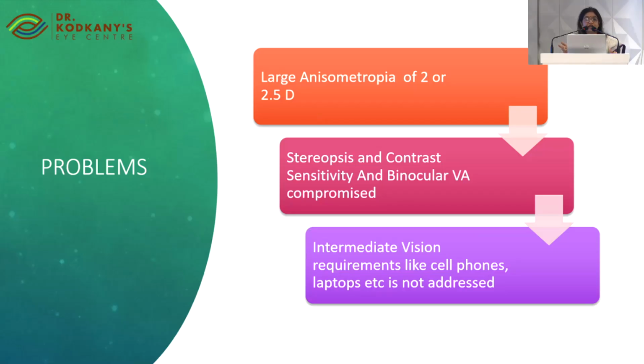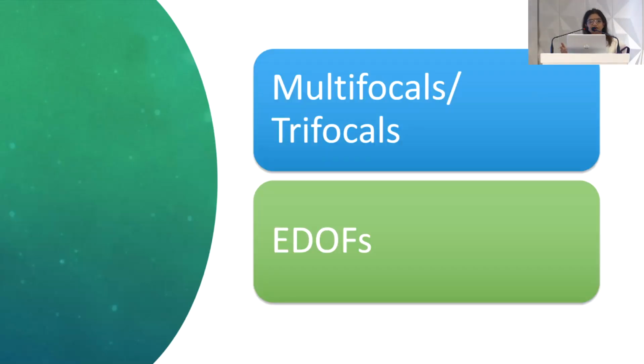But of course, there have been problems in the past, because monovision used to be emmetropia in one eye and almost 2.5 and sometimes even 3 diopters in the other. This huge amount of anisometropia definitely compromised stereopsis and contrast sensitivity. And of course, there was the problem of intermediate vision, because nowadays all of us, we don't care about our distance or our near. Our intermediate is very, very important to us. And that's why multifocals, trifocals, EDOFs, all these came in.